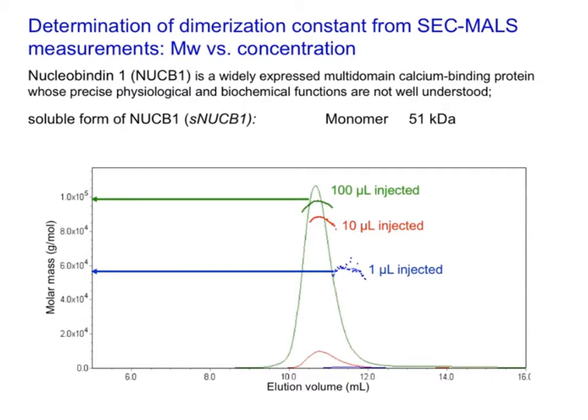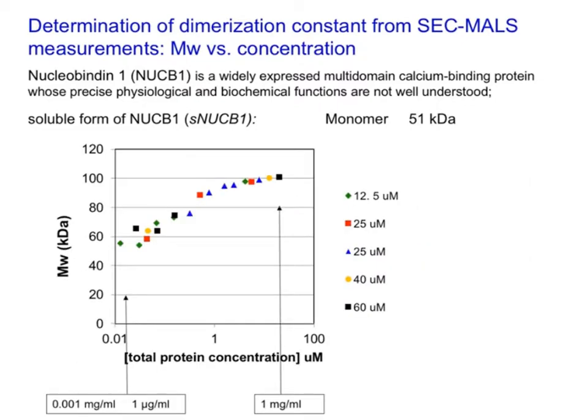For some proteins subjected to SecMol's analysis, we observed that the measured molecular weight increases with increasing concentrations, as illustrated here for nucleobindin 1, a protein with a monomeric molecular weight of 51 kilodalton. In the few analyses selected for this graph, we can observe that the molecular weight varies from 50 kilodalton to roughly 100 kilodalton, suggesting that the protein is monomeric at low concentrations, and as the concentration increases, the protein starts forming higher-order oligomers.